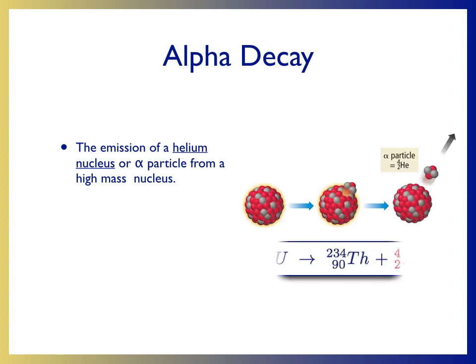The example we showed when we took a look at nuclear equations is an example of alpha decay. In that example, uranium, which is a very massive atom, undergoes a transformation where a helium nucleus is actually emitted from the uranium nucleus. This leaves behind an atom that is now thorium-234. We call this helium nucleus an alpha particle.